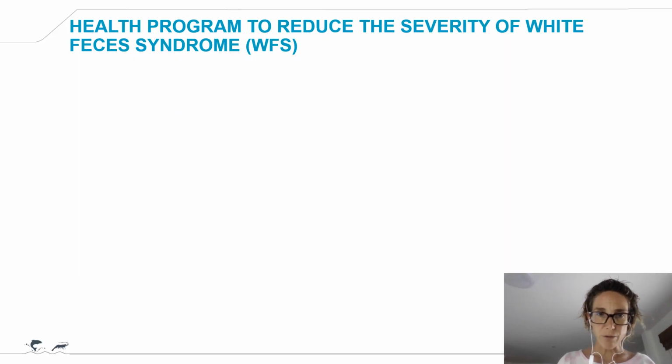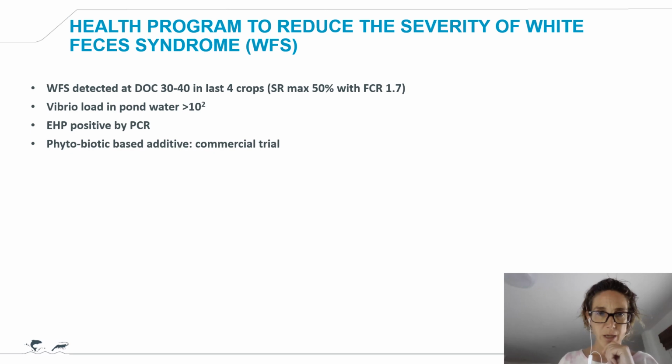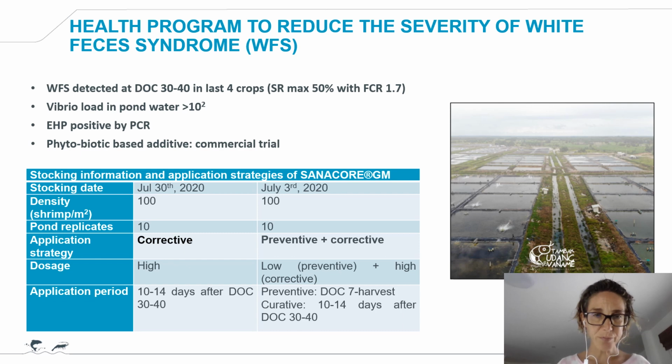Going into the shrimp trial results, this is a trial focused on a health program to reduce the severity of white feces syndrome in Indonesia. White feces syndrome was detected in this farm in Indonesia during the last 4 crops around the OC 30 to 40 with a survival maximum of 50% and a not very good FCR of 1.7. The Vibrio load was also quite high in pond water, and most of the ponds were also positive to EHP by PCR combined with Vibrio, and clinical signs associated with white feces in the past 4 crops around the OC 30 to 40.